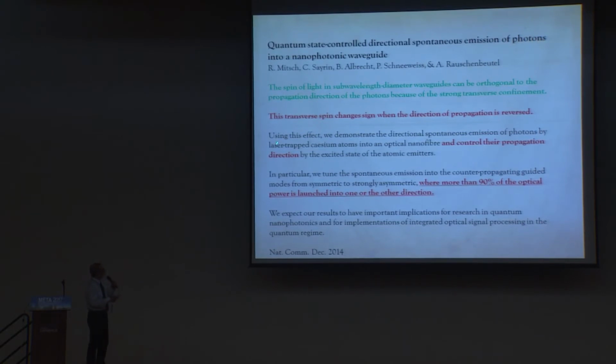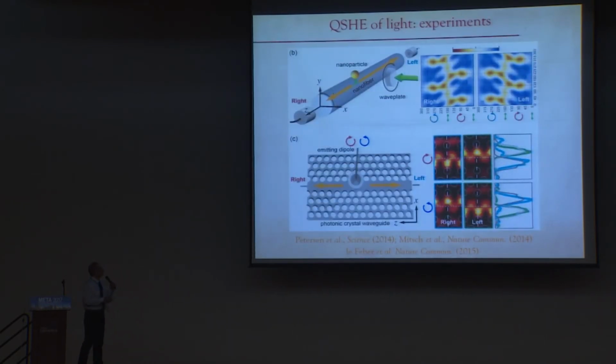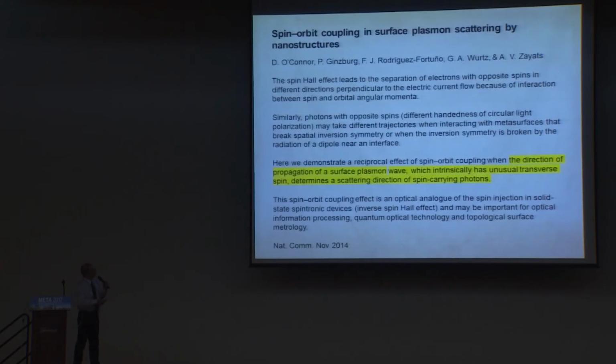Their measurements demonstrate the possibility of coupling the spin to a photonic pathway. There's another paper here looking at this way to control the propagation direction, where more than 90% of the optical power is launched into one direction or the other one. And these are supposed to have implications for quantum nanophotonics. These are some of the diagrams here where the helicity on the left or the right can send the light propagating either to the right or the left. Here there is a photonic crystal waveguide where you can control the helicity and get the photons propagating left or right. There are cases here with Zayats and company and Rodriguez-Fortuño on spin-orbit coupling of surface plasmons.